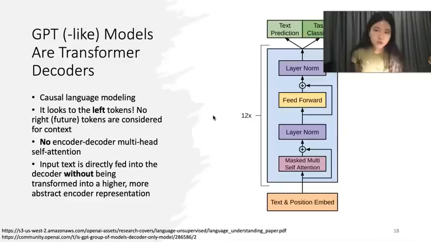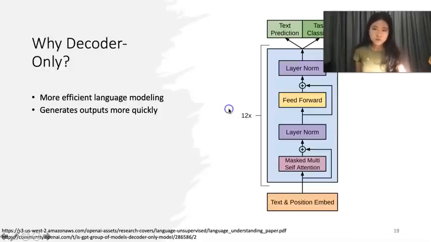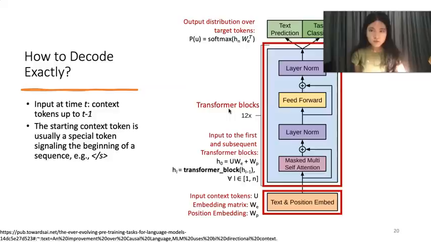And there's no encoder-decoder multi-head attention because there's no encoder. Input text is directly fed into the decoder without being transformed into higher, more abstract encoder representations. Why decoder only? It is more efficient for language modeling, and it generates outputs more quickly.